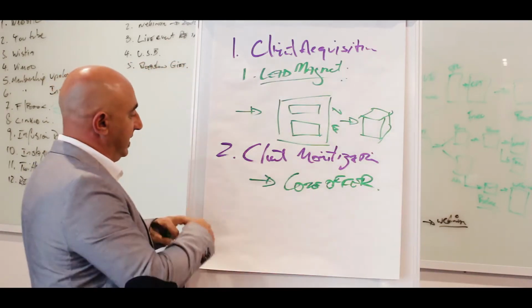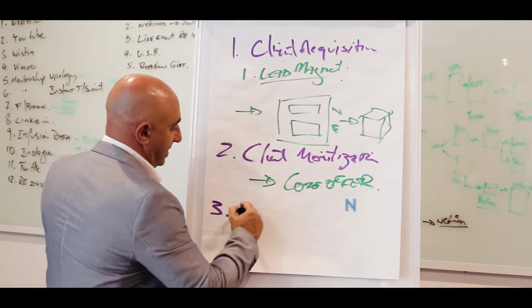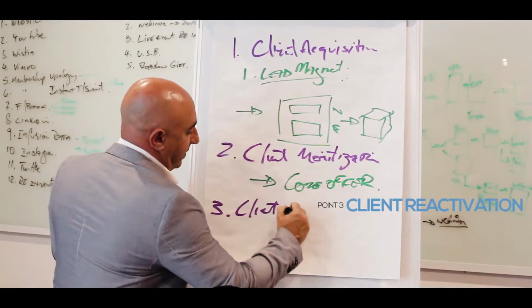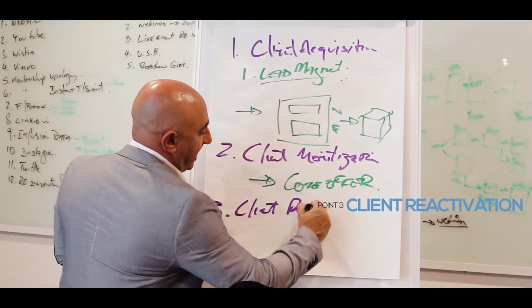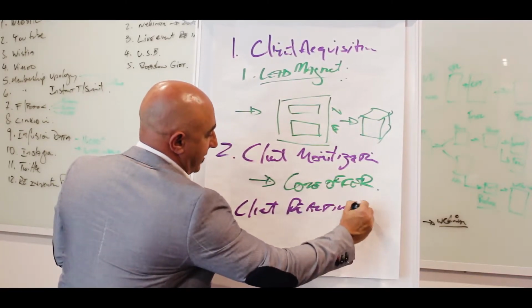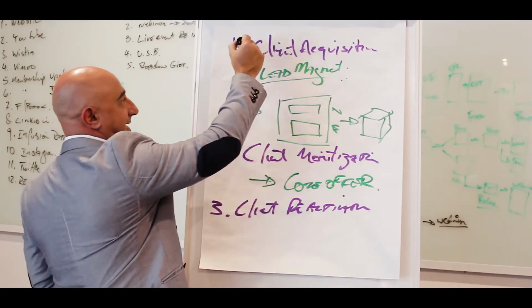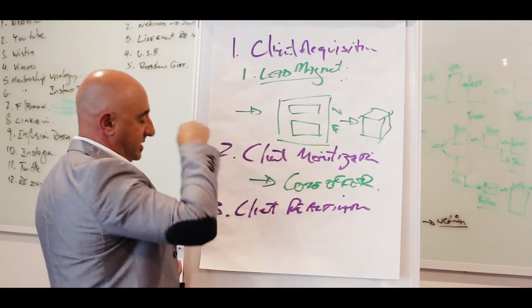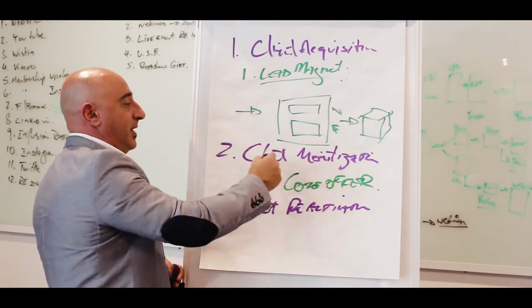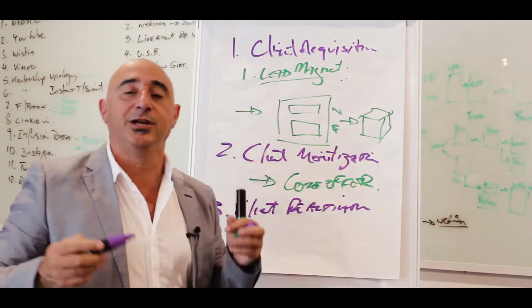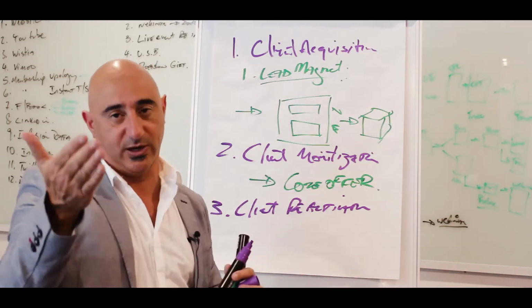Now, part 3 here is client reactivation. Here's what I mean by that. The 3 money-making components around marketing are, first, I'm getting clients. Second, I'm monetizing those clients. And by the way, with monetization, this is a continual process of engagement. Here's what I mean by that.